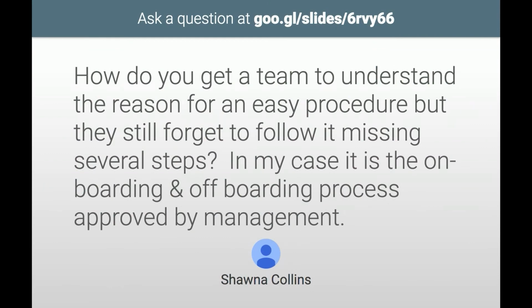Shauna asks, how do you get a team to understand the reason for an easy procedure, when they still forget it, missing several steps? In my case, the onboarding and offboarding process approved by management. Yes.